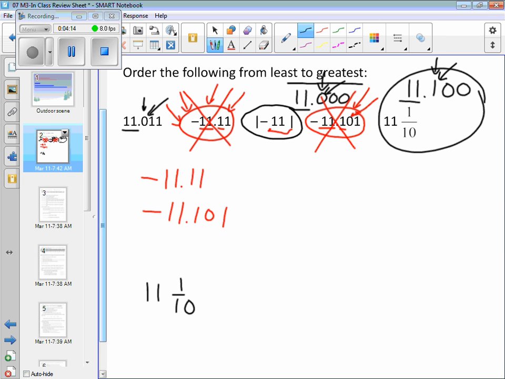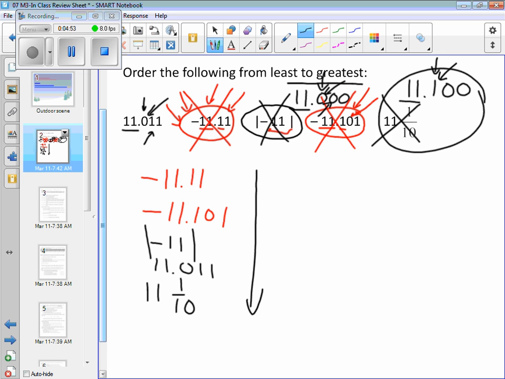leaving these last 2 numbers to figure out what goes next. Looking at the place value, I now need to look at the hundredths. And positive 1 is greater than 0. So therefore 0, since we're going from least to greatest, would have to be next in line. And that is the absolute value of negative 11, leaving the only one left, positive 11.011. And that is now ordered from least to greatest.